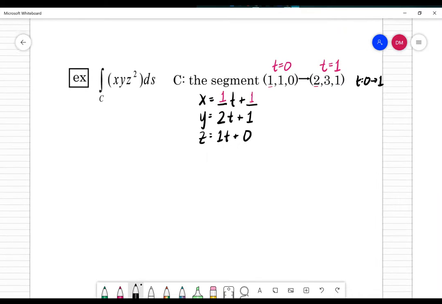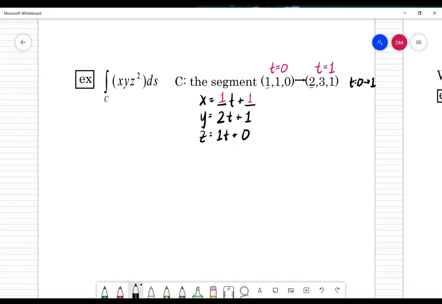Just like before, we start by defining our position r of t, which would be t plus 1, 2t plus 1, and t. We do that so that we can figure out our integral, and for this one we are going to use our original formula. We're not going to do F dot dr. We're not asked to find work, so we are just calculating a line integral.